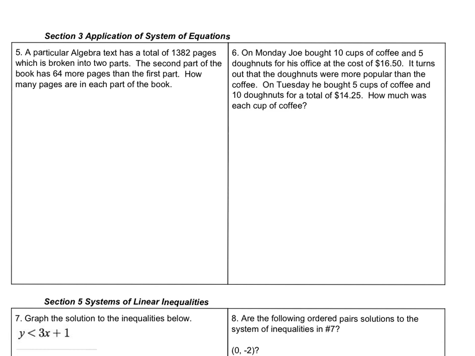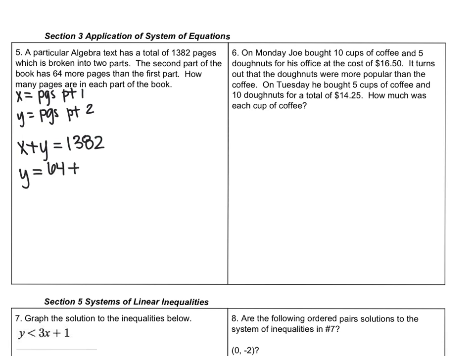So first, I'm going to identify my variable. I'm going to let x be the pages in part 1 and y be the pages in part 2, because we know that the textbook is broken into 2 parts. Okay. That's going to lead me to my first equation. So the 2 parts total the 1,382 pages, and we know that the second part has 64 more pages than the first part. So I know the second part, y equals 64 more than, which is plus, the first part, x.